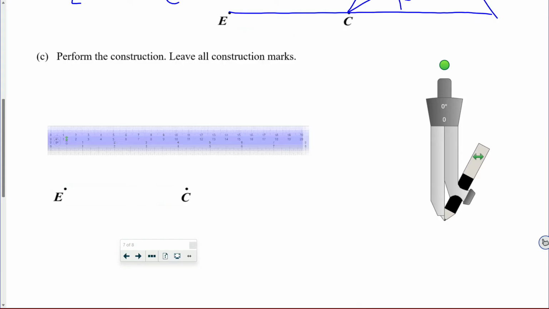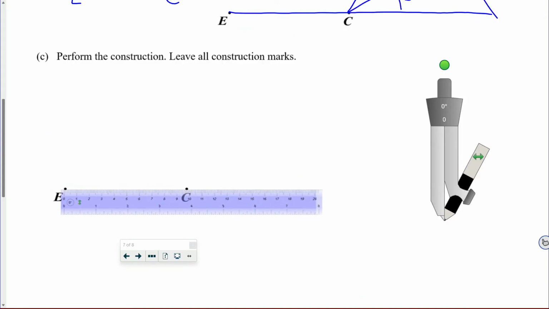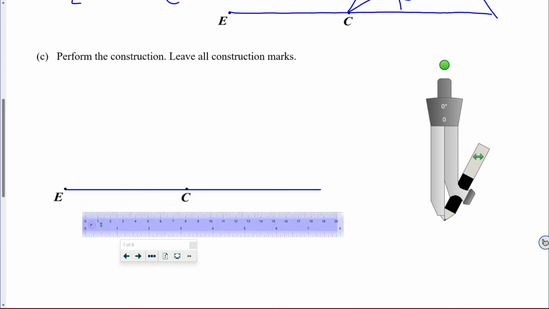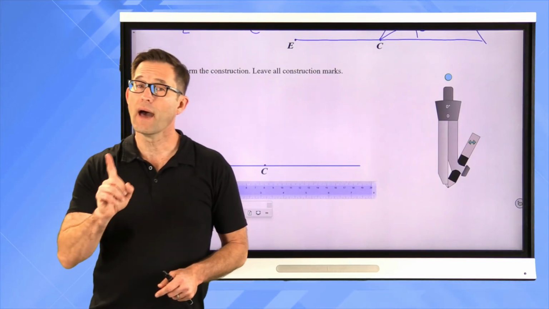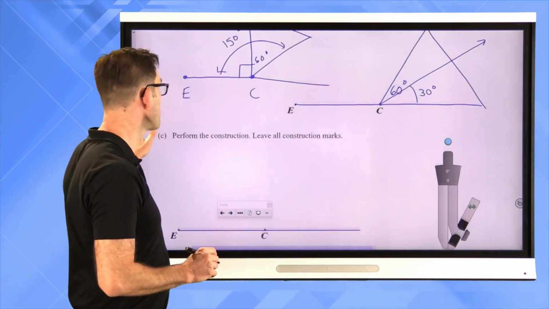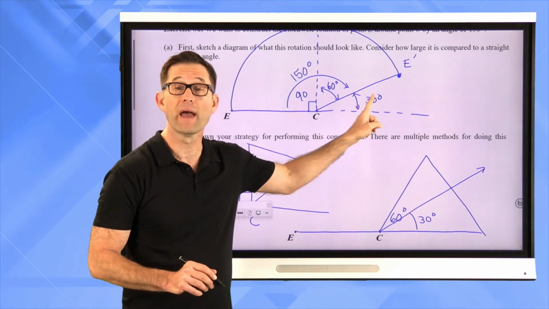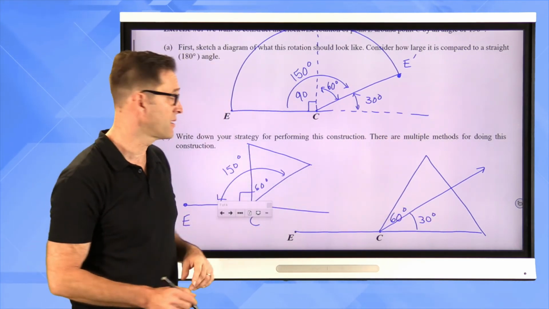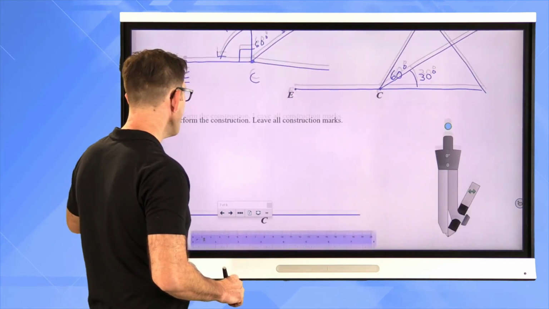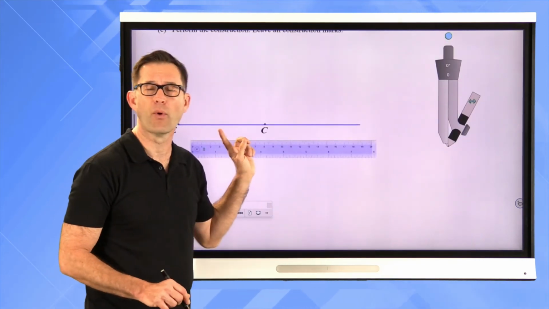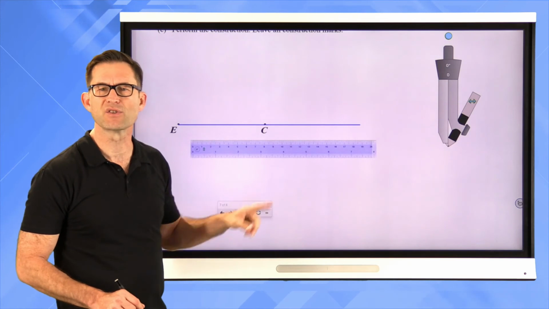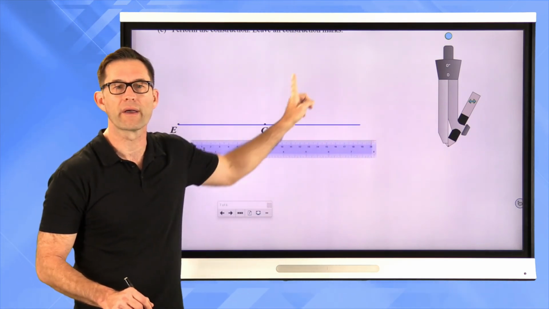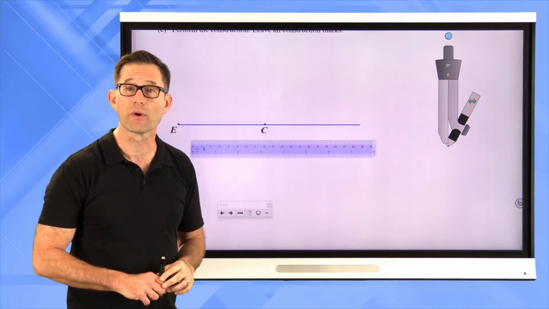So here we go. First thing I'm going to do is draw a line segment passing through E and C just to establish that 180 degrees. Now, remember, to get that 30-degree angle, I need to get a 60-degree angle that I will then bisect. So for a moment, I'm just going to totally forget about point E. I'm going to pretend it doesn't even exist. What I want is an equilateral triangle right here so I have a 60-degree angle.